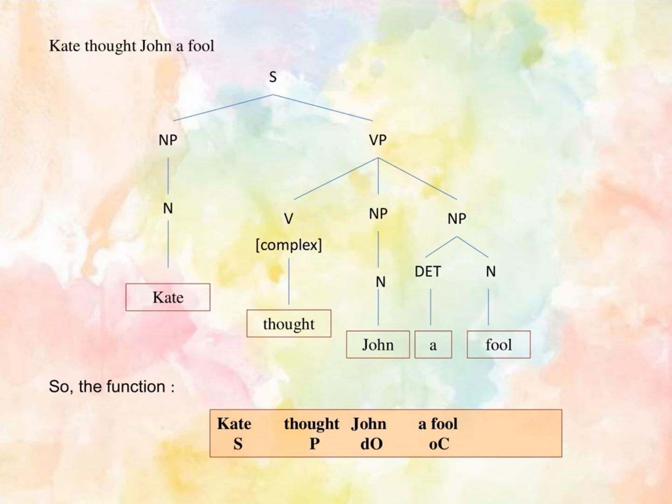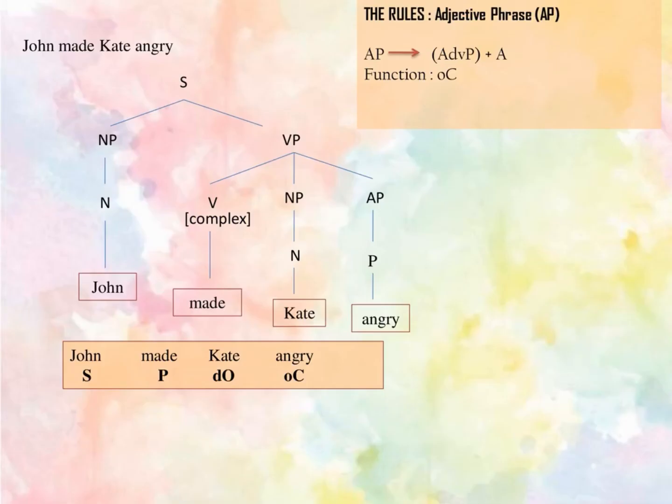And then in this sentence, why is John the direct object? Because we make a question first. The question is, who did Kate teach a fall? And the answer is John. So John is the direct object. And then a fall is an object complement because a fall is descriptive information about John.